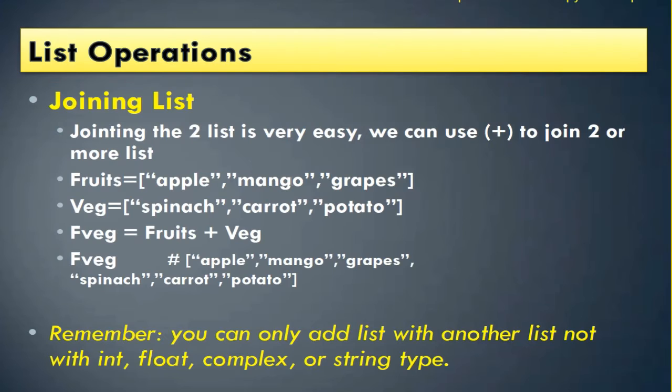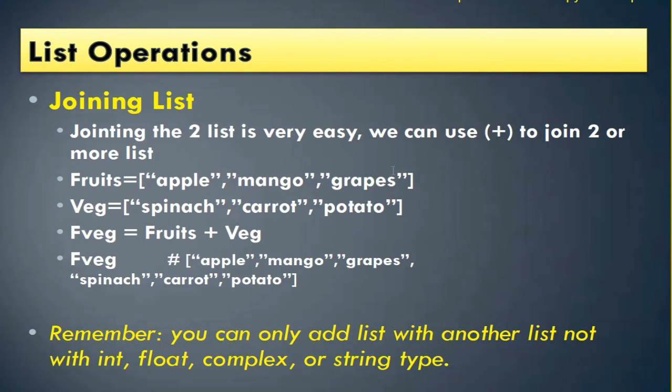Okay. Next, there are various operations available in lists. First is joining lists. What is joining? The term joining means joining two lists or more than two lists, right students? Joining two lists is very easy. We can use plus to join two or more lists. So see, fruits equals apple, mango, grapes. The first list name is fruits. And the second list name is veg, that is spinach, carrot and potato.